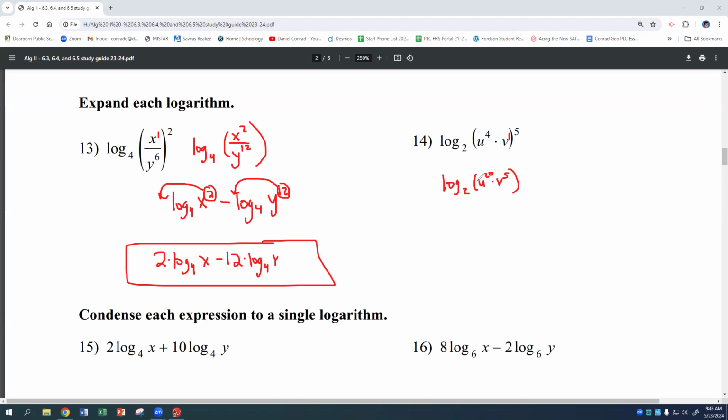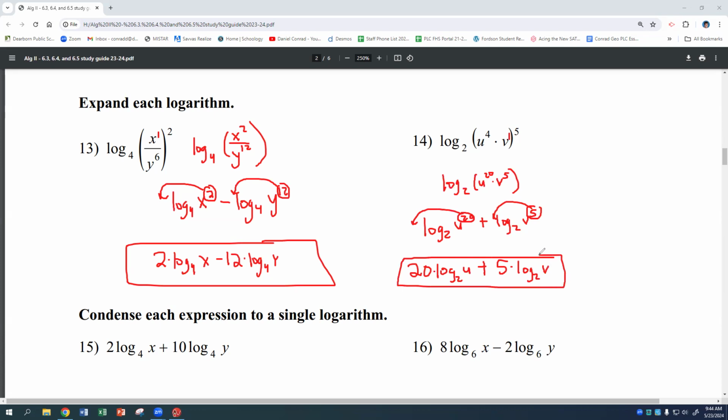All right, now we're multiplying here, so I'm going to add the logs together. So it's going to be log base 2, u to the 20th. And then this time plus instead of minus. Log base 2, v to the 5th. And then we're going to use the power rule. And we're going to move our exponents out front. So we get 20 times log base 2 of u plus 5 times log base 2 of v. And there's my answer there.